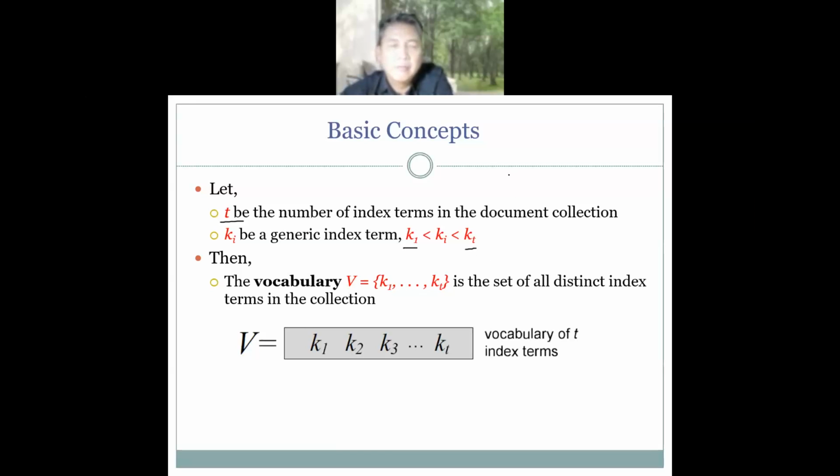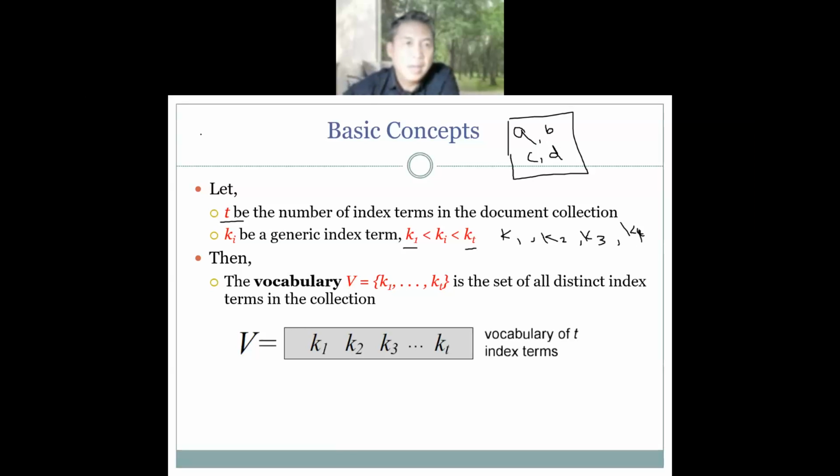Okay, so for example, if in this document you have A, B, C, D, meaning that you have keyword 1, keyword 2, keyword 3, and keyword 4. Okay, so we have 4 keywords here.